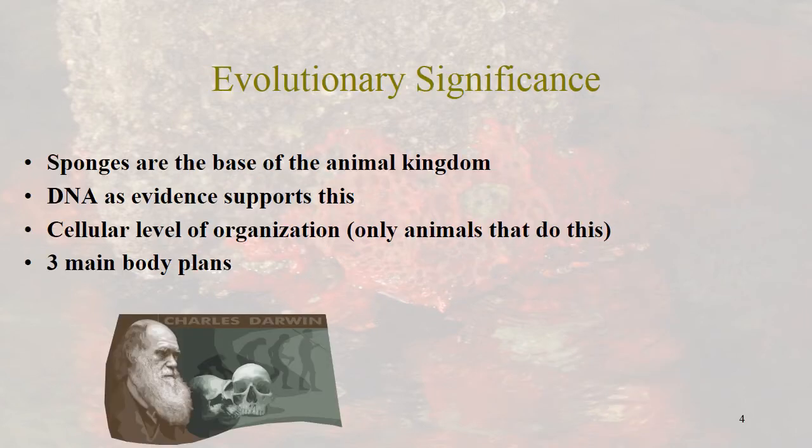The evolutionary significance of sponges is they are the base of the animal kingdom, and DNA evidence supports this measure. They are known for having only the cellular level of organization. They're the only animals that have just the cellular level of organization, which means that sponges truly do not have tissues. Also, we see a descent with modification application here, in which we have three main body plans, and we'll look at these three, the asconoid, the syconoid, and the leuconoid, and how they obviously display descent with modification.